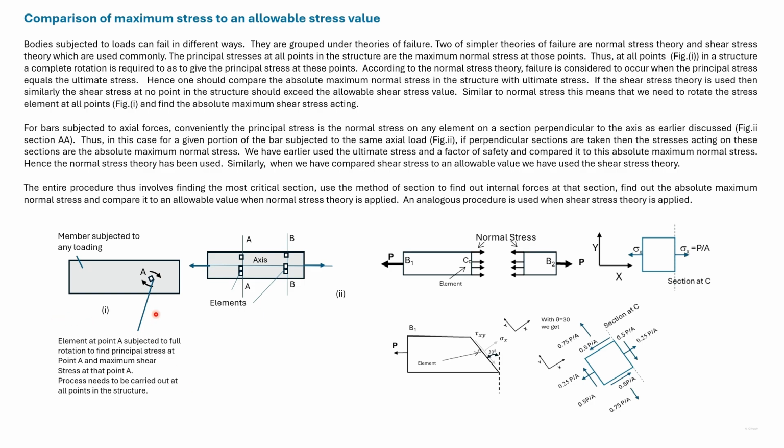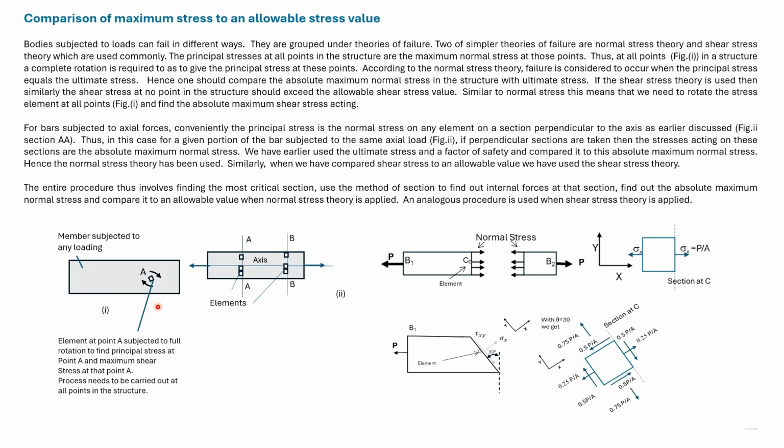Consider this to be a member subject to two different loads and such stressed at all points. Let A be a point in the member. Let us consider an element at the point A and rotate the element keeping in mind the variation of normal stresses. After a full rotation, the maximum normal stress that acts on the element is noted. This maximum normal stress is called the principal stress.